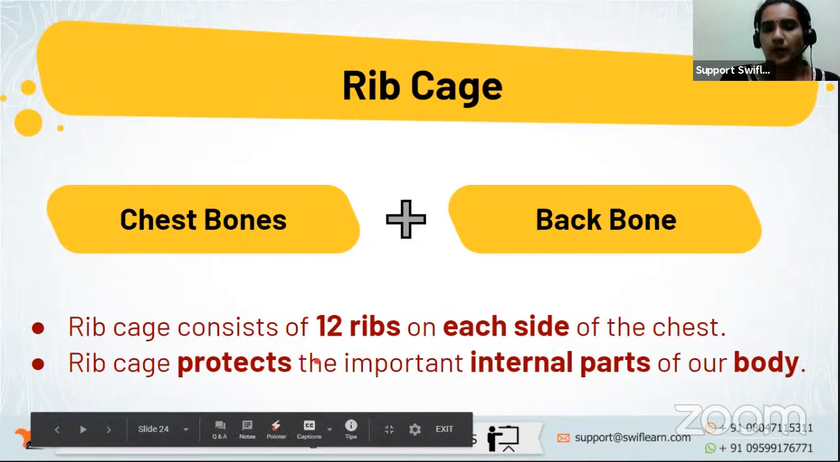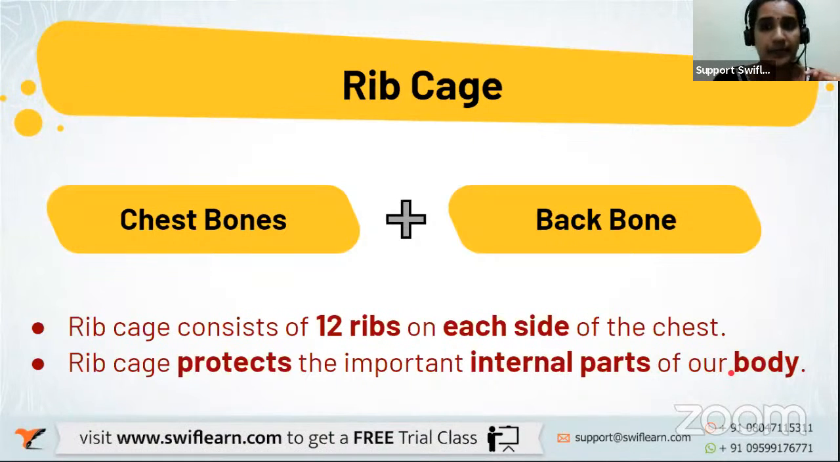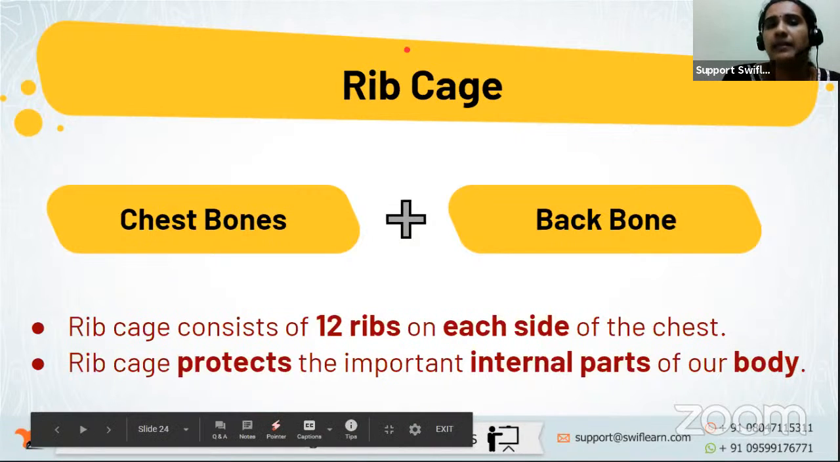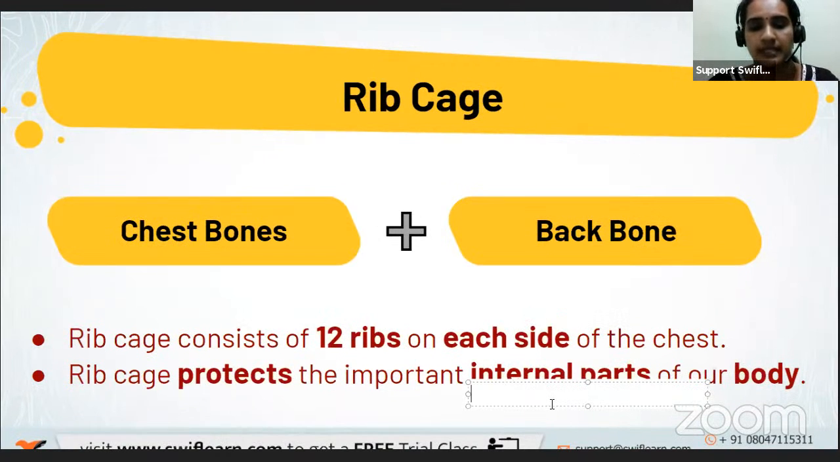Rib cage protects the important internal parts of our body. Which are the internal parts of your body? Do you know that internal parts of your body? Yes, your heart, your lungs, all these things will be coming inside this rib cage and it will be protected. Understood? And the internal parts that you have to know, that is the heart and lungs. That is the main one which is protected by this rib cage.